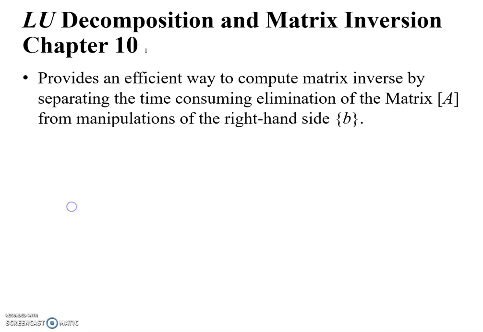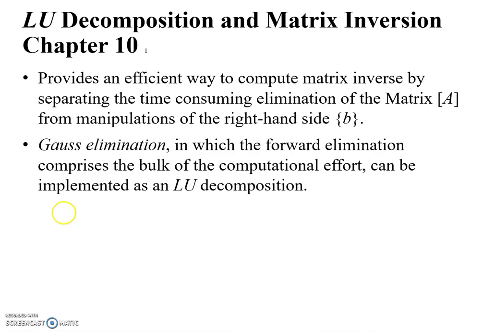It is an efficient way to compute the matrix inverse by separating the time consuming elimination of the matrix A from manipulations of the right hand side B. And the Gauss elimination, in which the forward elimination comprises the bulk of the computational effort, can be implemented as an LU decomposition. We have earlier applied the Gauss elimination methods, and there are many steps in them which can be applied to find the LU decomposition.